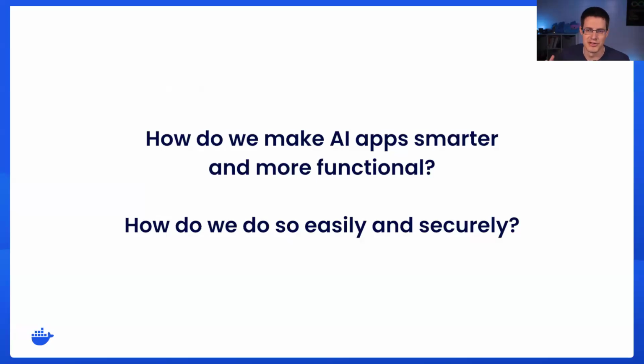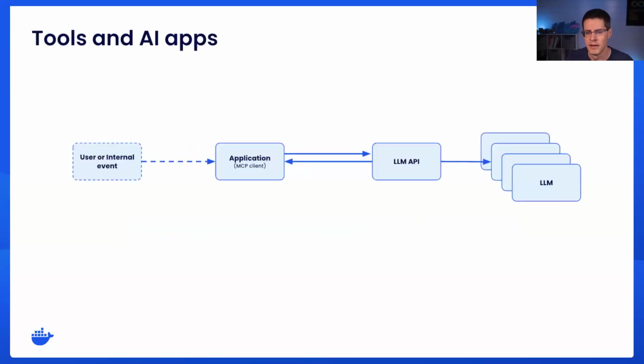Running Gen AI applications is great, but a lot of us are also using Claude Desktop or Cursor or VS Code's new agent integrations. So the question is, how do we make our AI apps smarter and, at the end of the day, more functional? How can we get them to actually do things for us? And how do we do so easily and securely? A lot of things that JL was talking about earlier.